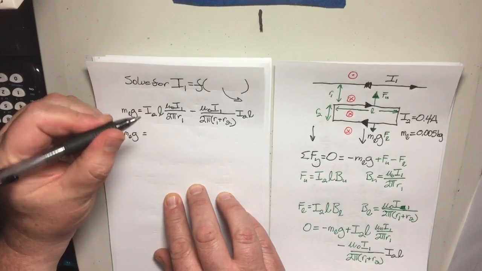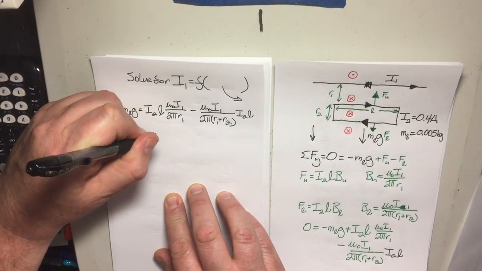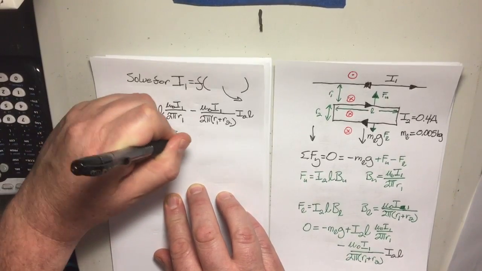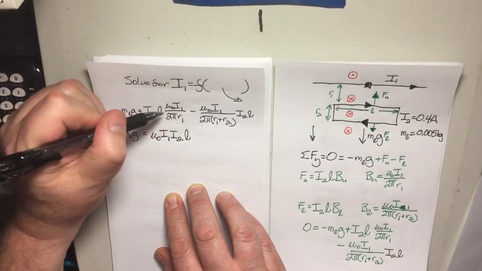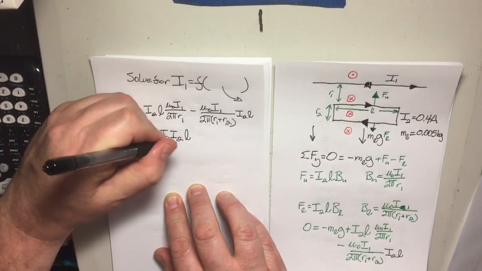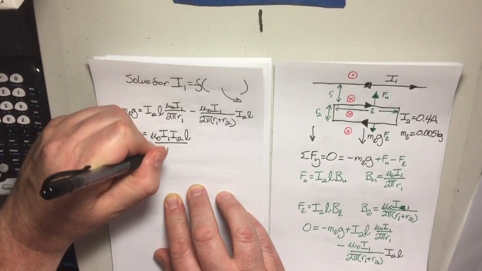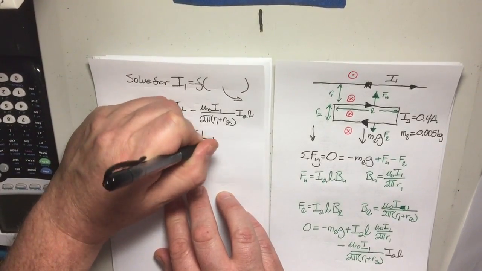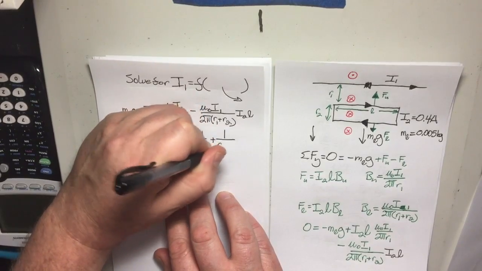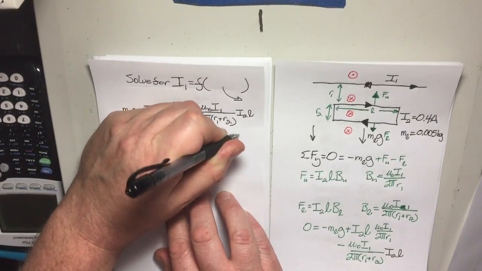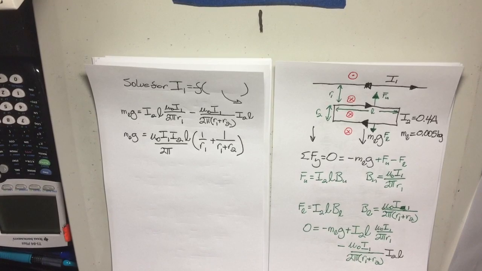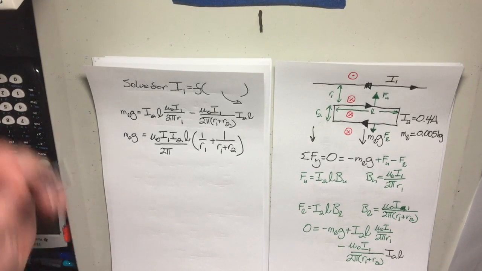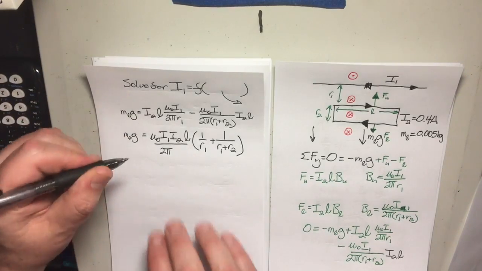Now factor out everything that you can. Mu naught I1, I2, L. So basically the entire numerator divided by 2 pi, times 1 over R1 minus 1 over (R1 plus R2). Solve for I1.